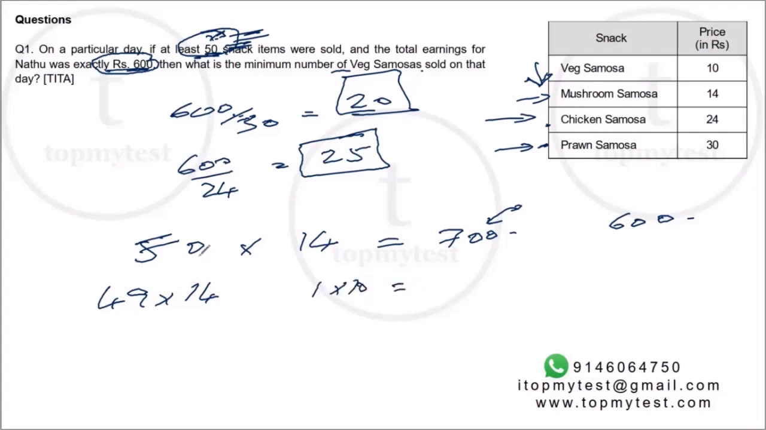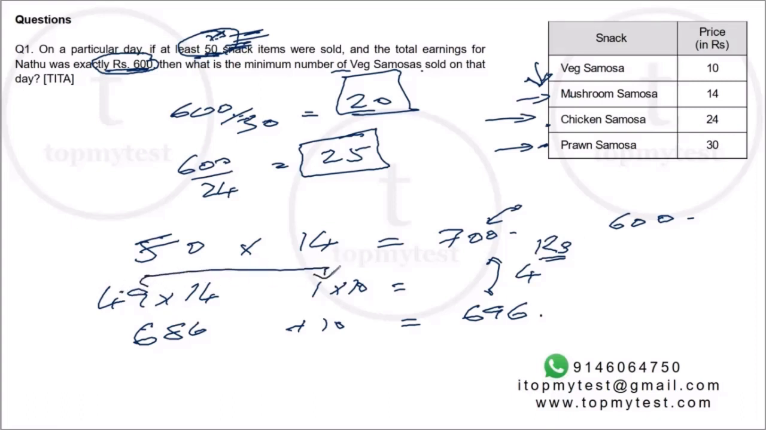Right, you are going to lose 14 rupees. Instead of 50 into 14, it will be 49 into 14. That will be 686. But you are going to gain 10 rupees in terms of veg samosas. That will become 696. So there is a drop of 4 rupees in earnings. But the number of items remains the same. 49 plus 1 is still 50. You can verify it again.